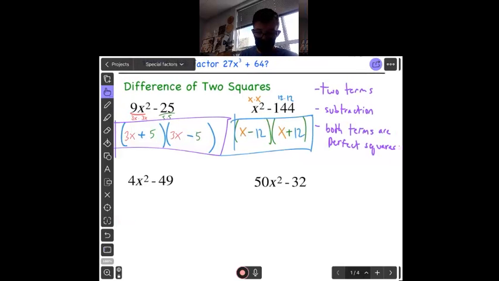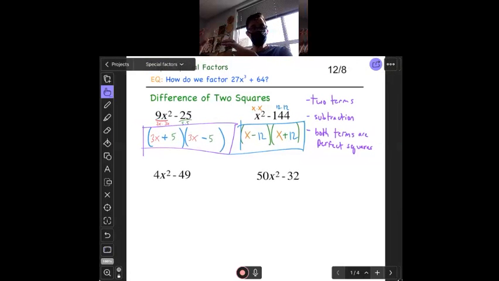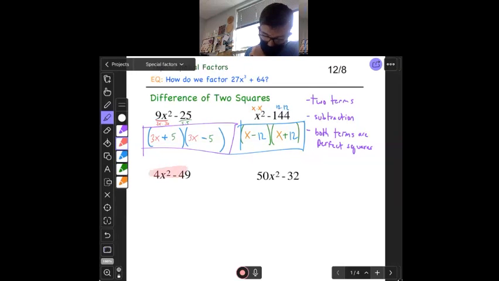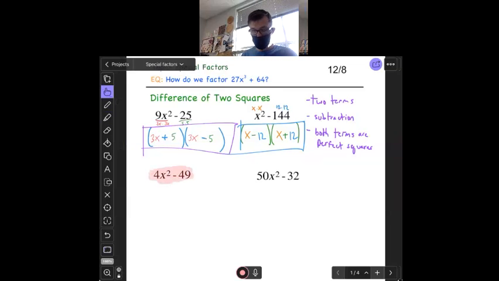Okay. If it looks like that, you can factor it like this very quickly. So it's called difference of two squares factoring, or difference of two perfect squares factoring. I usually just say difference of squares, just to be fast. Okay. I want you guys to try the third one here. Send me what you got in the chat.